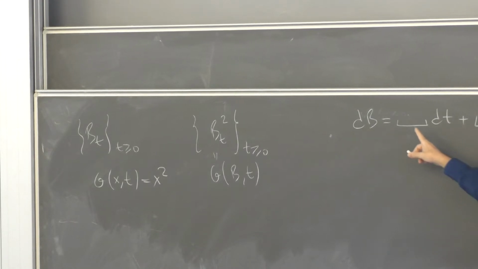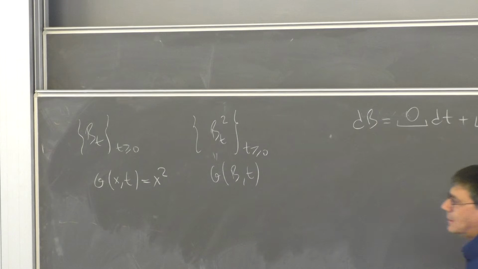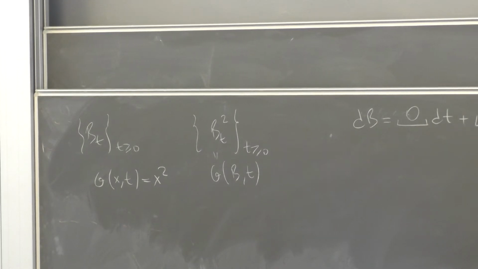We put here what? Starts with a z. 0, and we put a 1 here. Yeah? So that's how you convince yourself that Brownian motion is an Ito process. d Brownian motion has that form.